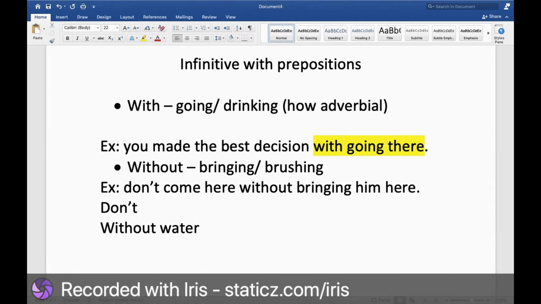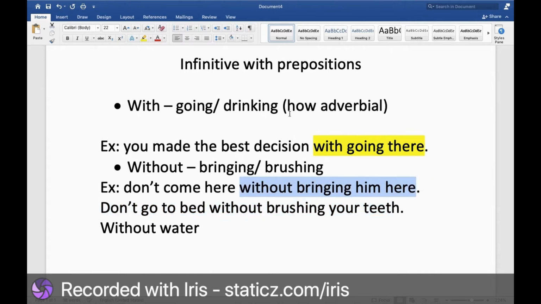Okay, "Don't go to bed without brushing your teeth." Yes, so here we also have an infinitive construction, which is almost the same structure as an ordinary infinitive construction. But the difference is we have a preposition before the infinitive and it changes the translation and the function of that infinitive. This is also a how adverbial. Now you know two different types of how adverbials to use in a sentence.